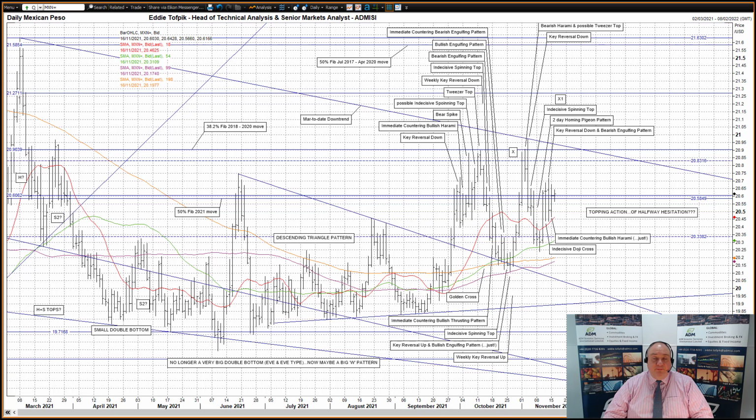So far today, a hesitation based around the close of last night, plus the lesser Fibonacci line at 20.6062 and the 50% Fibonacci line at 20.5849. And looking like an indecisive spinning top right now, though it is above the lesser Fibonacci line at 20.6062.